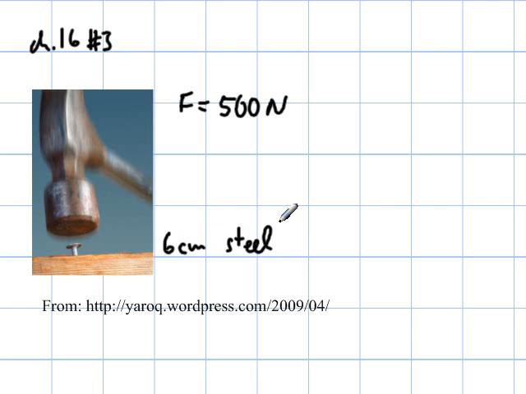Okay, number 3, which says pounding a nail into wood makes the nail warmer. Suppose that a hammer exerts an average force of 500 newtons on a 6 centimeter steel nail when it drives into a piece of wood. So we have a force of 500 newtons, that's about 100 pounds, on a 6 centimeter steel nail. That's a couple of inches. When it drives into a piece of wood, the nail becomes hotter.